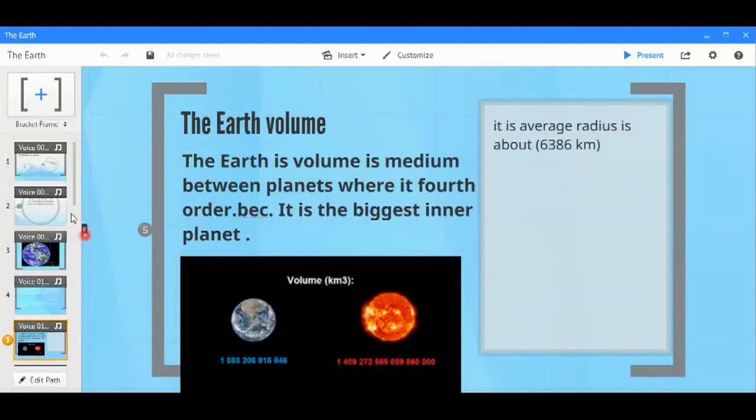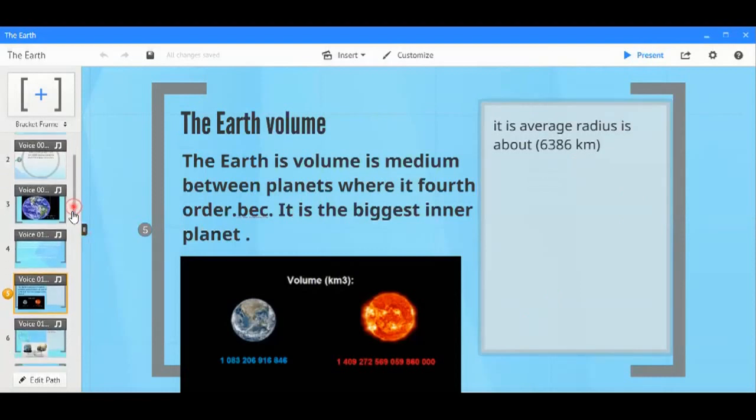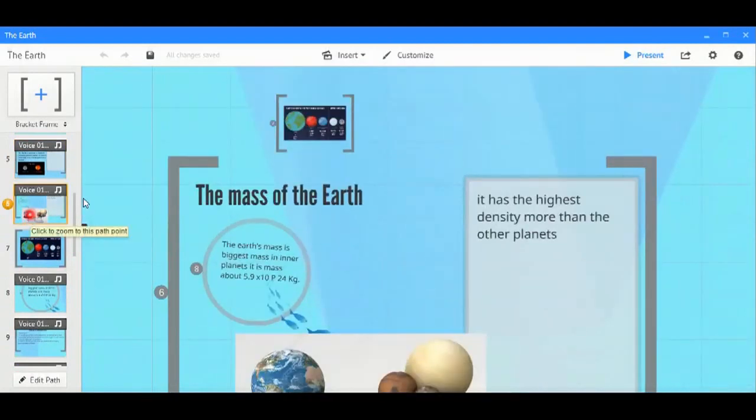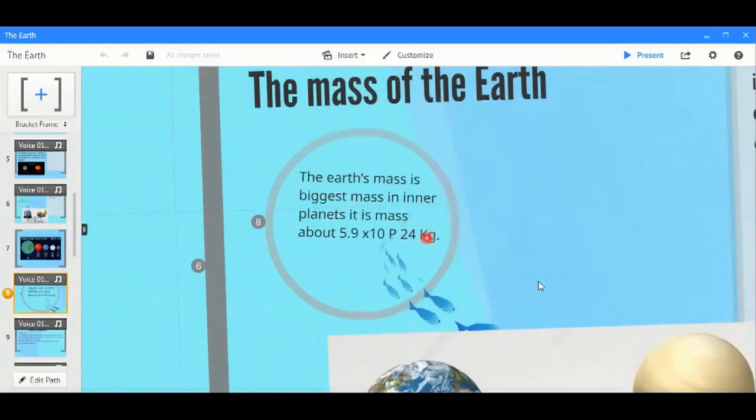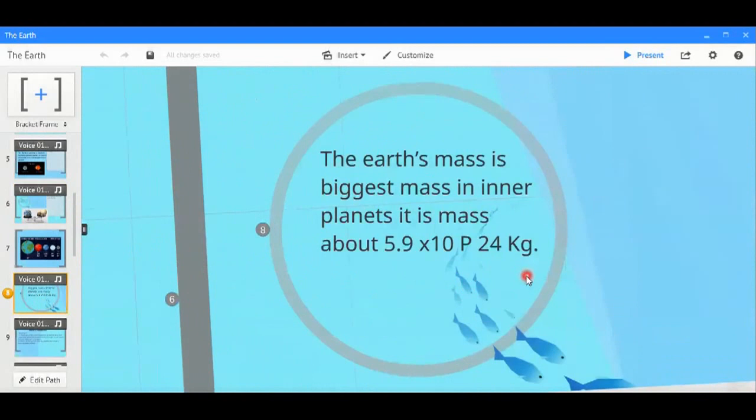6,386 kilometers. Here is the volume. Let's talk about the mass of the Earth. Its mass is about 5.9 times 10 power of 24 kilogram.